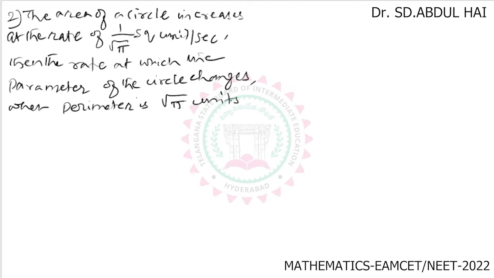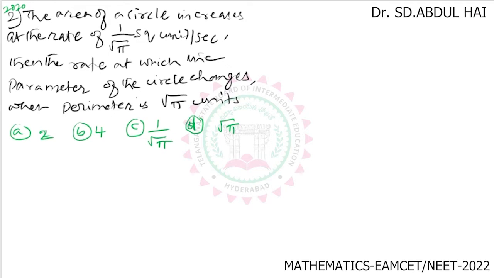Basically, this type of question from the application of derivative is very lengthy. So now write down the solutions. The options are: first option is 2, second option is 4, third option is 1 by root pi, and the fourth option, that is D, is equal to root pi. And this was asked in the 2020 examination.